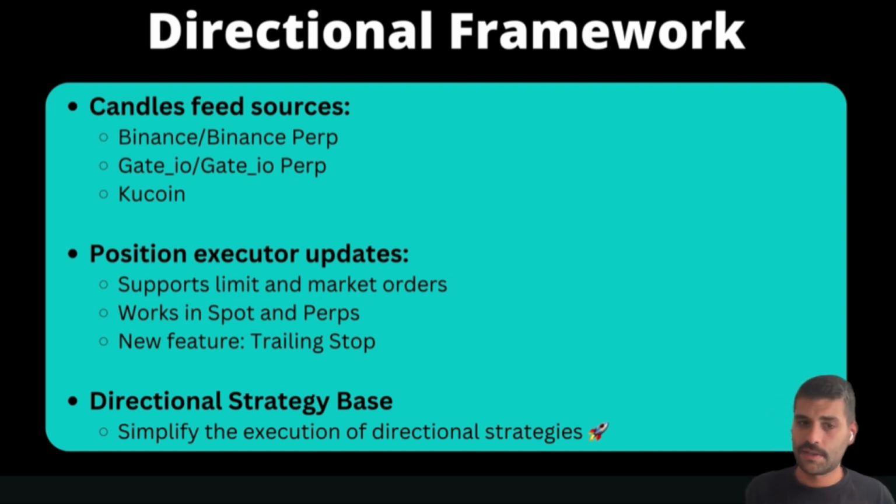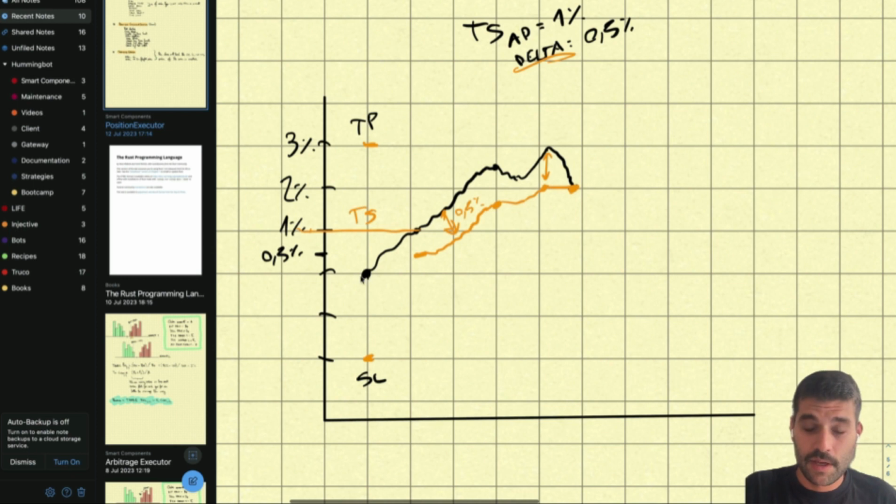The last feature, that is for me one of the coolest things of this release, is that now we have trading stop. So you can use it in spot and perpetuals. It basically follows the same formula as Binance. Imagine that this is when you start the Position Executor. So the activation price will be 1% and the delta 0.5%. This means that when the price arrives at 1%, the trading stop is activated. So we have the trading stop 0.5 here.